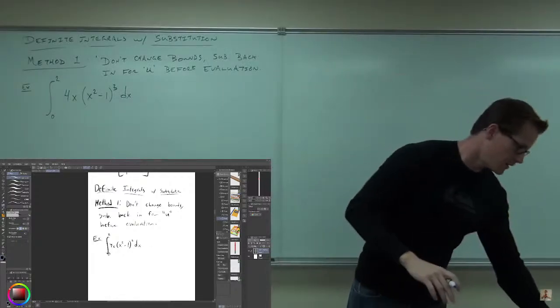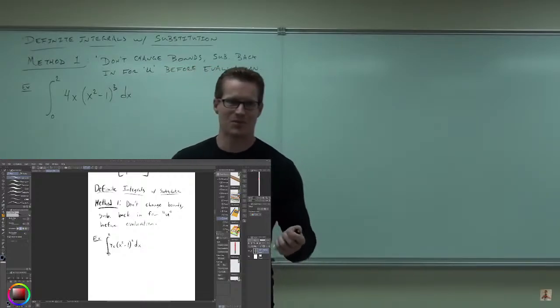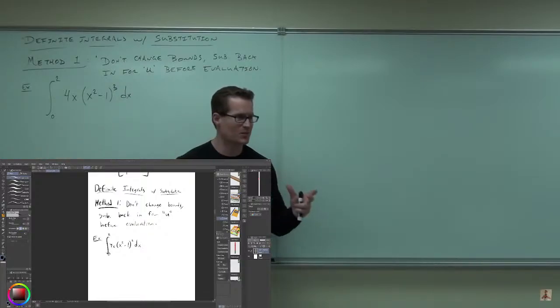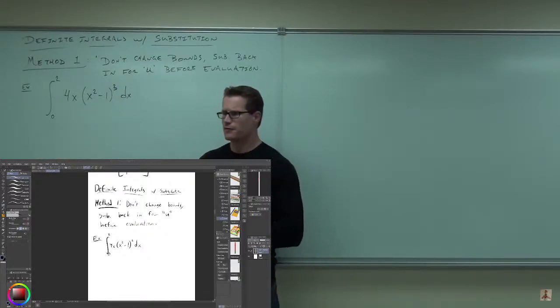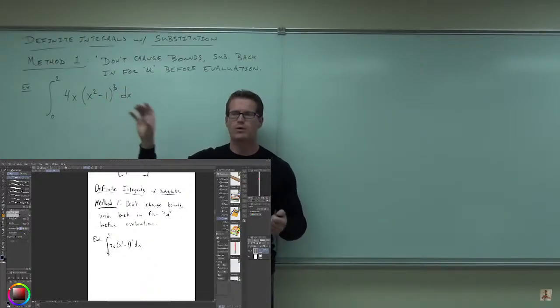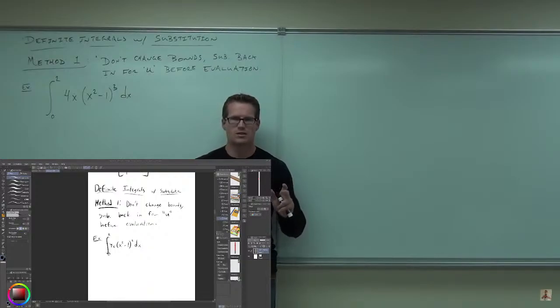Okay, let's look at the integral. This is the first time we've had an honest-to-goodness integral with some real numbers up there, something that wasn't just super basic. First thing, could you distribute everything out? You could, really. You probably wouldn't want to though, because that's a power of 3. It's going to take you a long time. So substitution in this case would probably be your best bet.